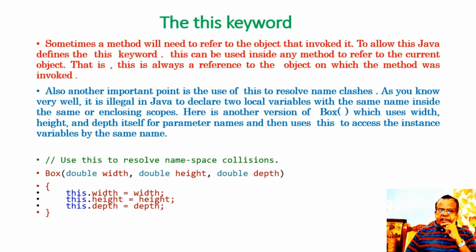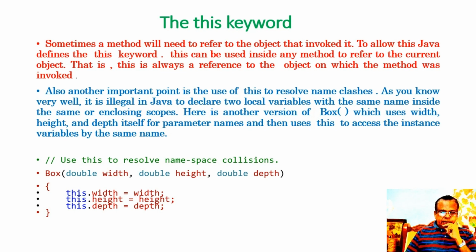Now we are discussing the concept of the this keyword. Okay, fine. Sometimes a method will need to refer to the object that invoked it. To allow this, Java defines the this keyword. This can be used inside any method to refer to the current object. That is, this is always a reference to the object on which the method was invoked.